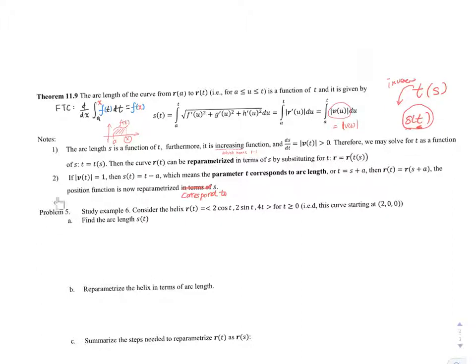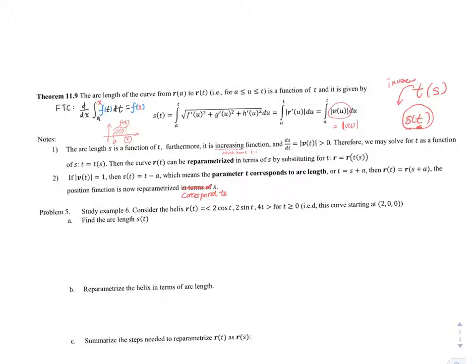I'm going to demonstrate this in problem number 5. Before we do that, another point to make is if the magnitude of velocity is equal to 1, in other words, this guy is 1, then this definite integral will be equal to t minus a, right? So in this case, s of t is equal to t minus a.